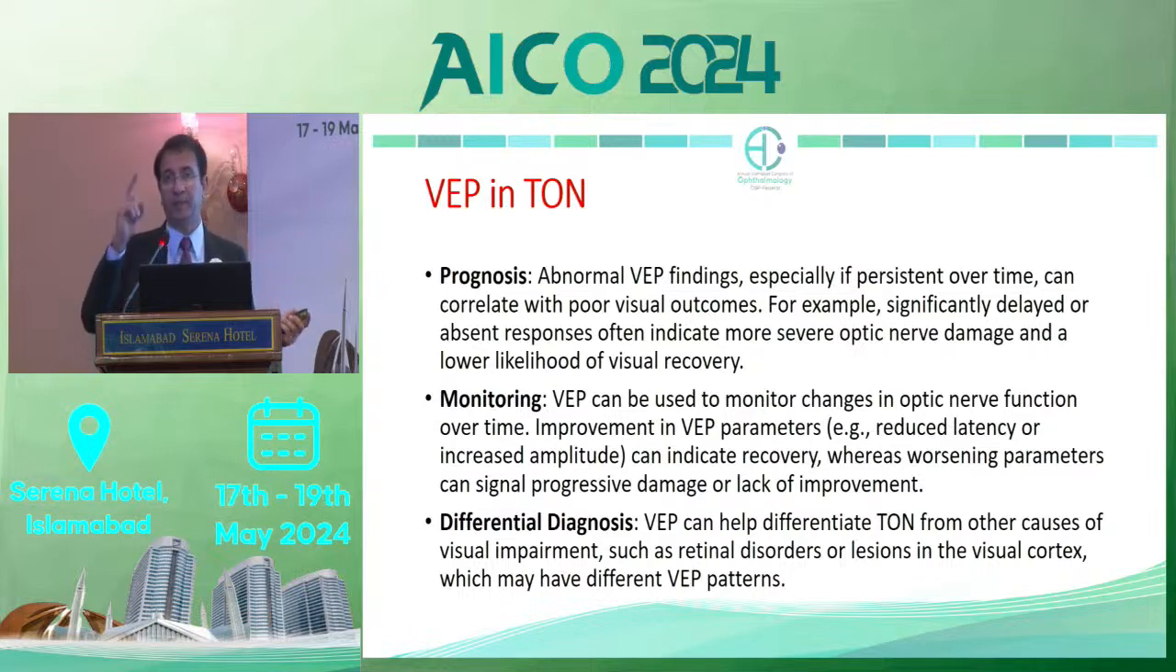Monitoring. The best method of monitoring is obviously visual acuity, and the color vision in optic nerve diseases. But yes, this gives you a quantitative analysis of whether the nerve is getting better with your treatment or as the time passes, usually it heals itself. So that can quantitatively be measured with VEP.